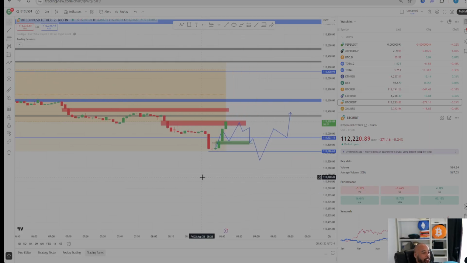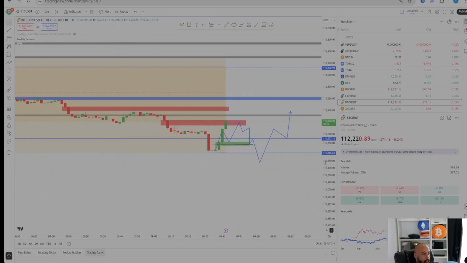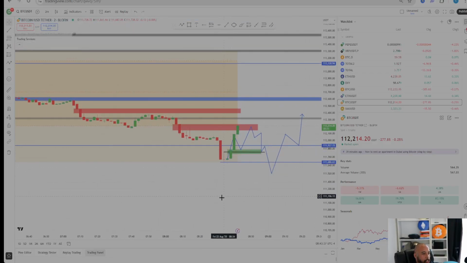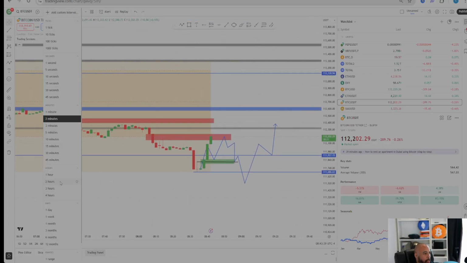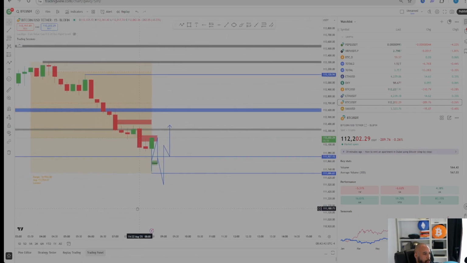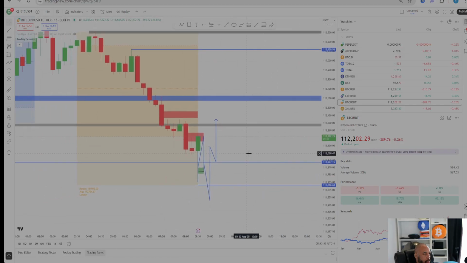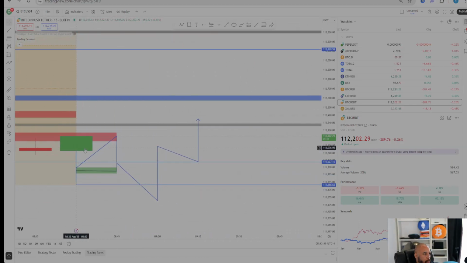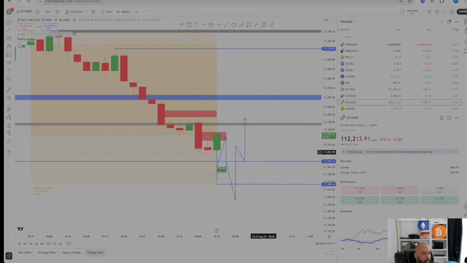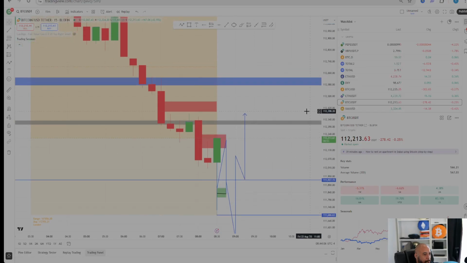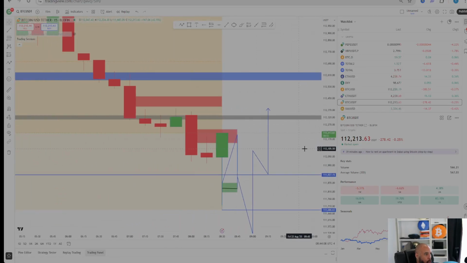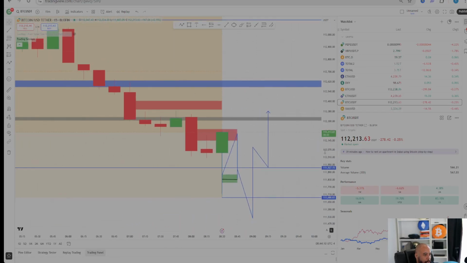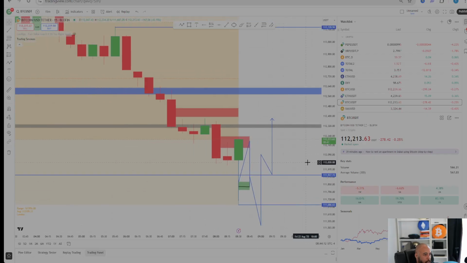Sometimes it's about risking it for the biscuit. That would have been a good entry here. Let's see if we created an order block as well in the 15 minutes. Yeah, that was actually an order block too. It didn't close above it, so it might not be a valid order block.